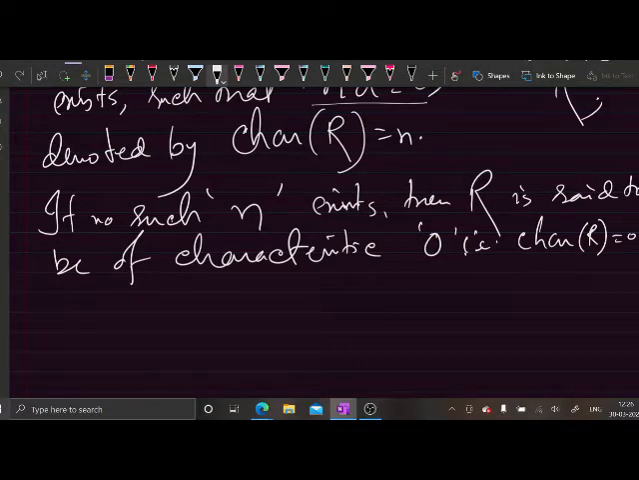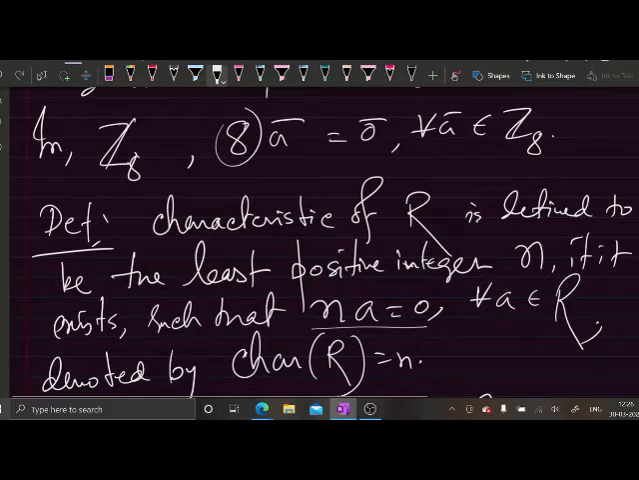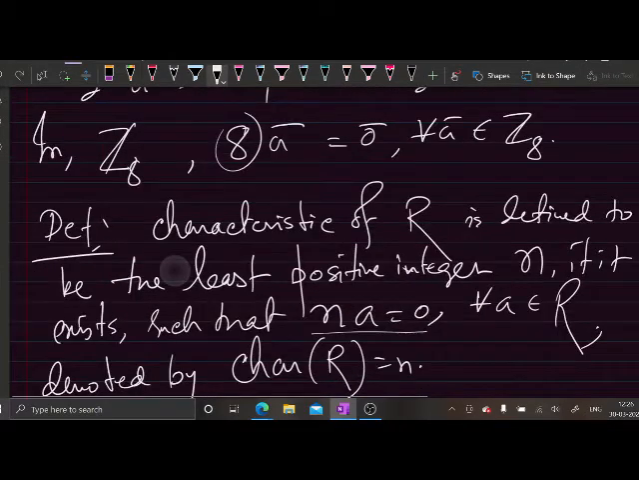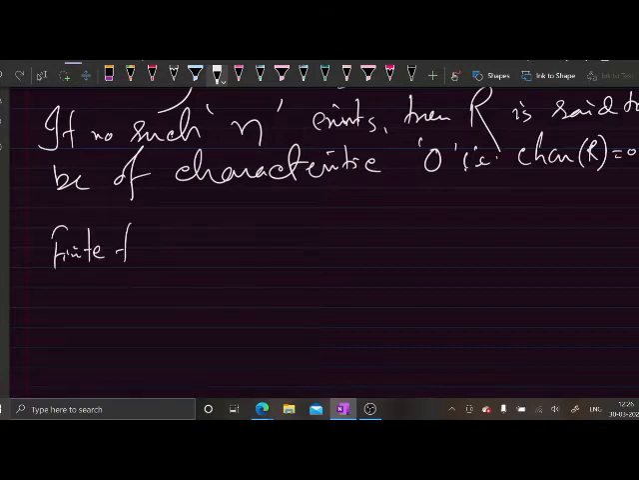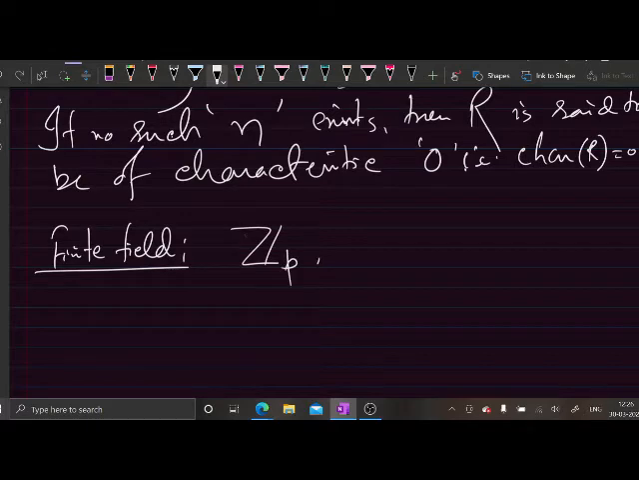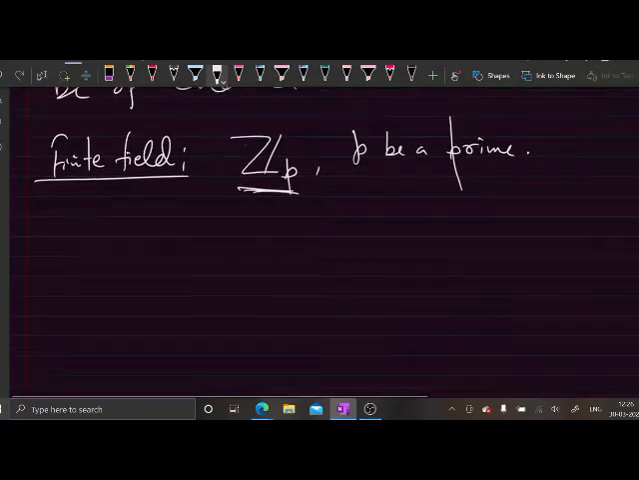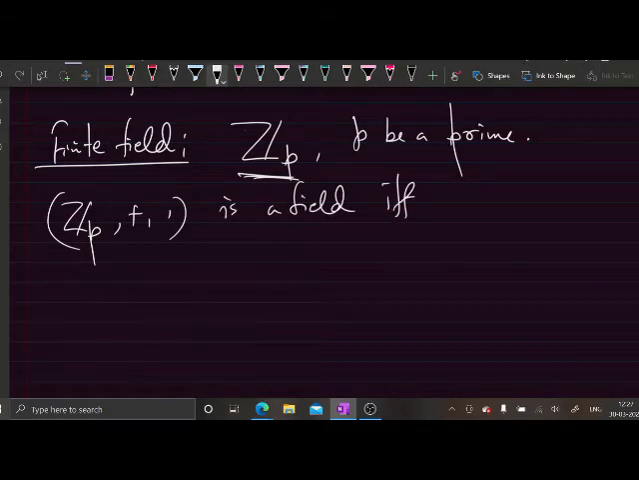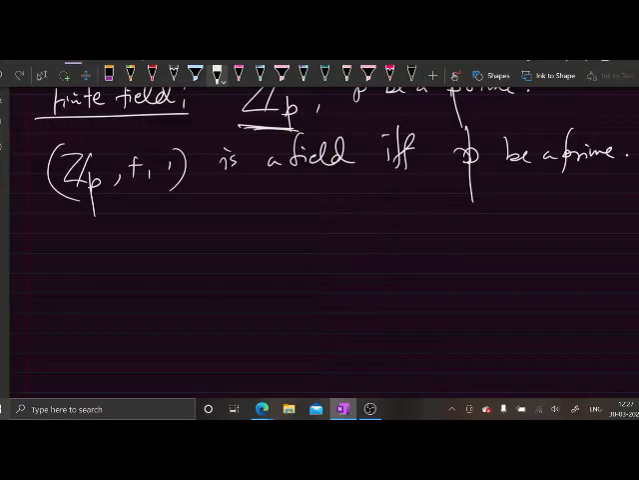So it should be remarked that if you take a finite field, in particular we have already discussed Z5, Z5 is a finite field containing 5 elements. So in general, if you take any finite field, suppose Zp, p a prime, why is it a field? Let us prove that Zp with plus and dot is a field if and only if p is a prime.